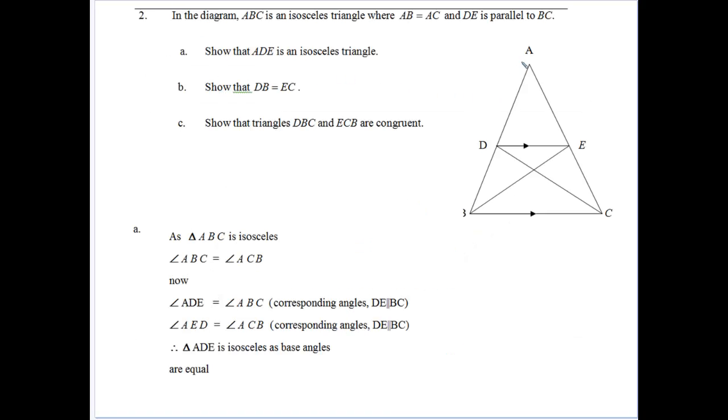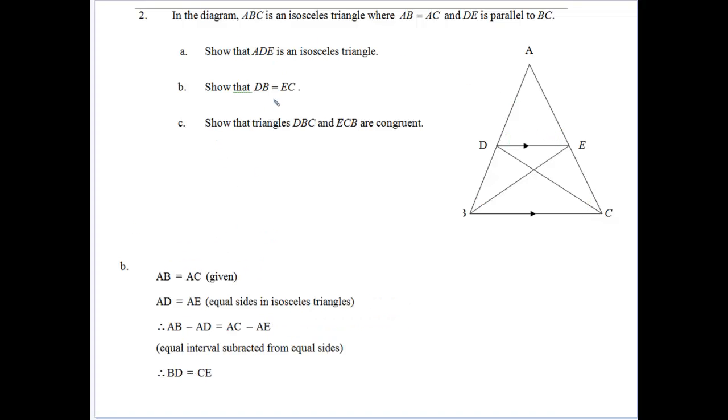In this triangle ABC, we're told it's isosceles, where AB is equal to AC, and DE and AC are equal. Show that ADE is isosceles. Well, if that's the case, our ABC is isosceles, so angles ABC and ACB are equal. So those two angles are equal. And then we get corresponding angles here from both of those. And therefore, we have two angles equal in the triangle, so the sides opposite must be equal as well. So ADE is isosceles.